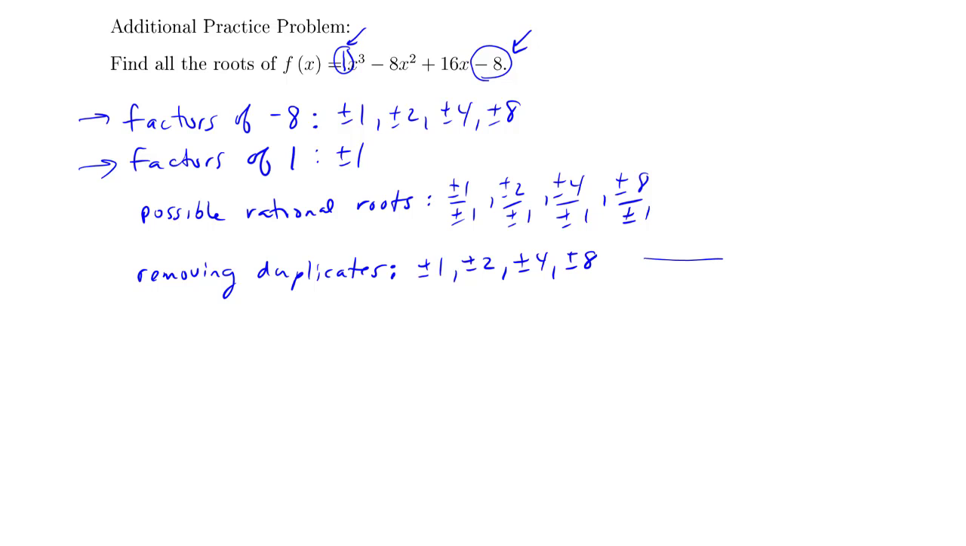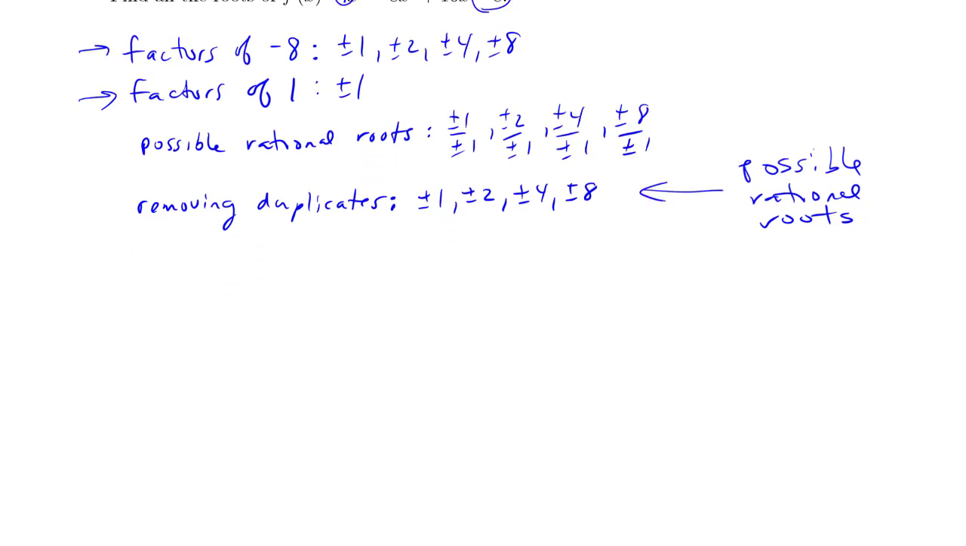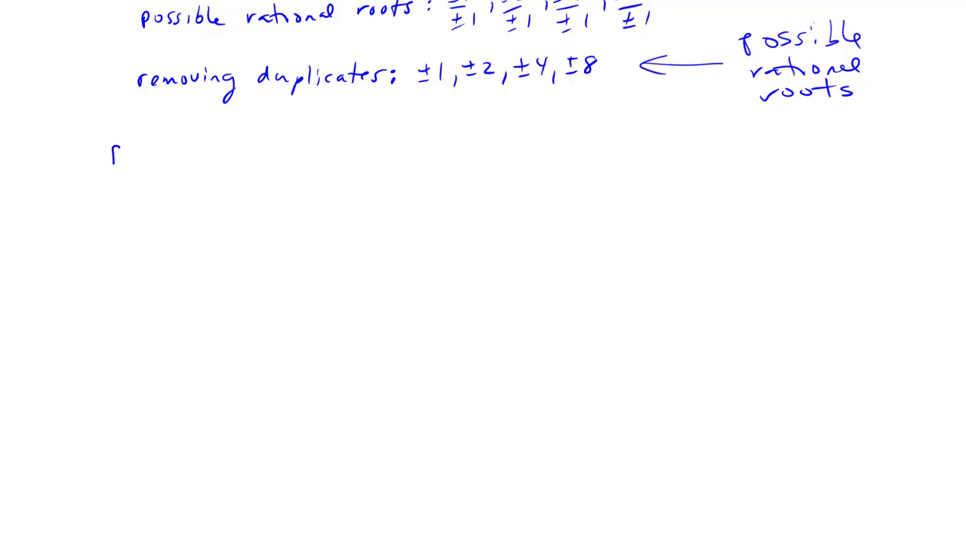Okay, so there, I have my possible rational roots without any duplicates. So I see that there's 8 of them, plus or minus 1, 2, 4, and 8. And so I'm going to go through and I'm going to just try them. So I'm going to try 1 by doing f of 1. That gives me 1 cubed minus 8 times 1 squared plus 16 times 1 minus 8. Go ahead and calculate that. That'll give me 1. Okay, not a root.